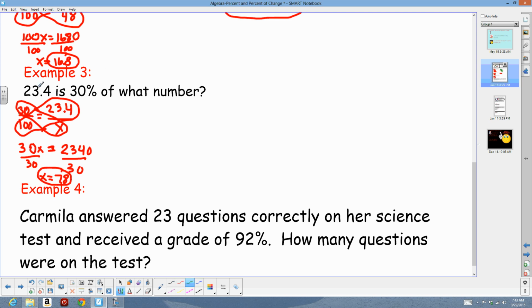Using the equation method, 23.4 is 30%. We're going to write that as a decimal. Of is going to be multiplication. What number? We don't know, so let's call it n. Now if I wanted to solve this, I would divide both sides by 0.3. 23 and 4/10 divided by 3/10. That is going to work out to be 78.